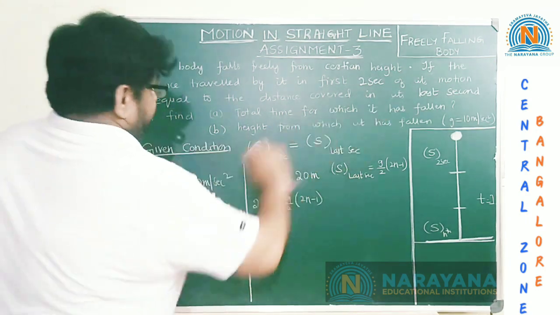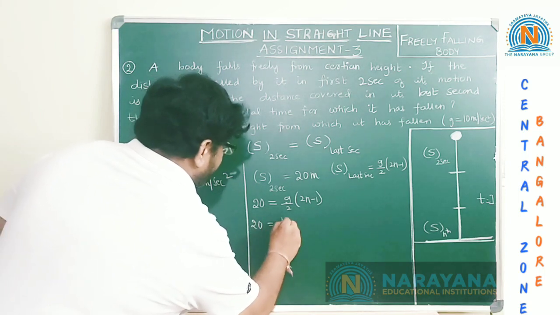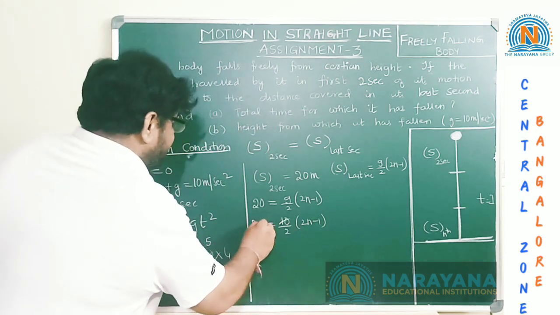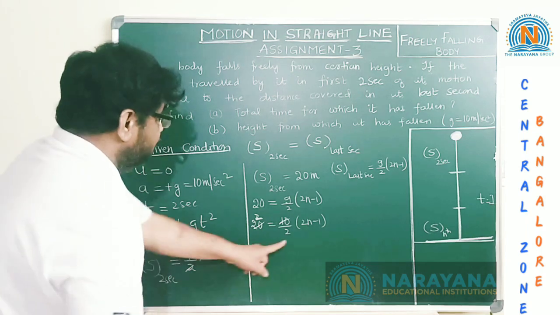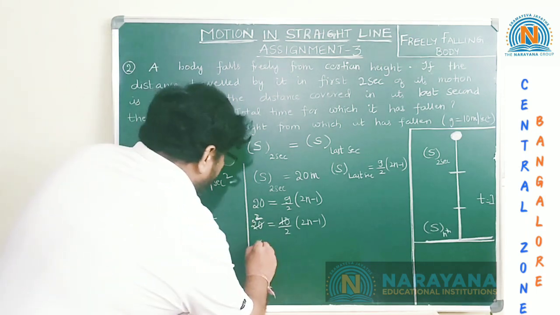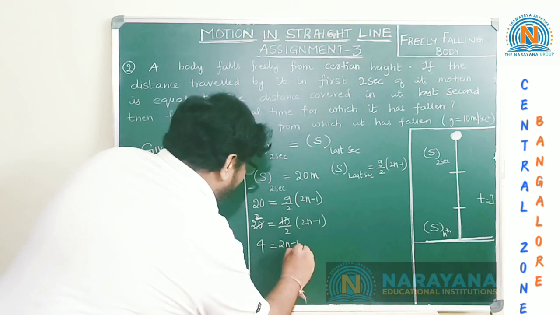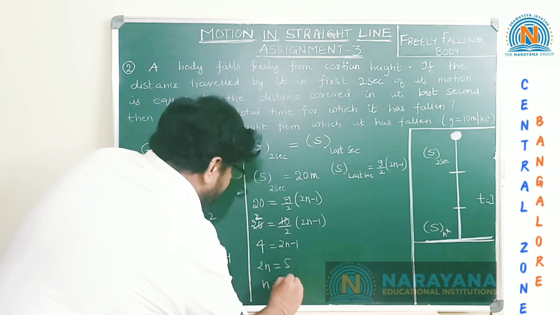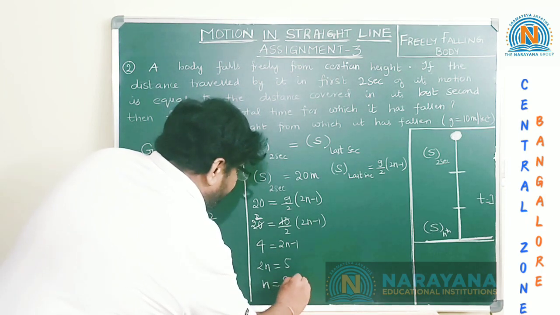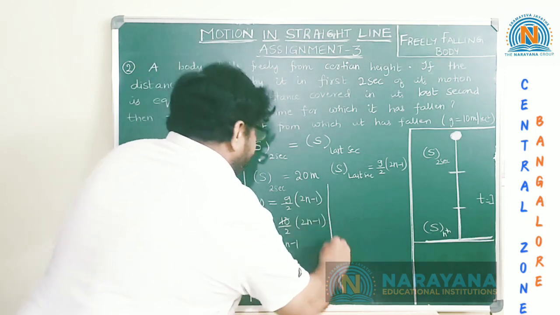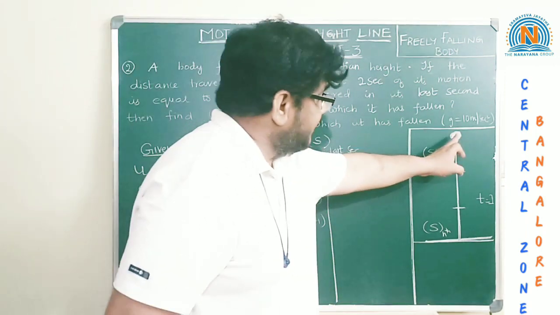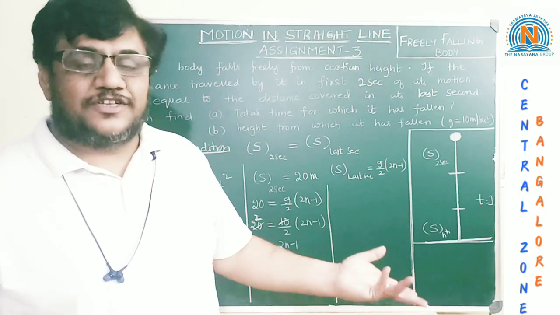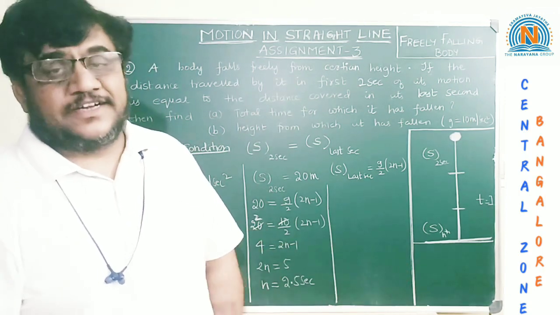What is the value of g? 10. So 20 equal to 10 by 2 into 2n minus 1. 2 times 10 cancels 20, 2 2s are 4. So 4 is equal to 2n minus 1. So 2n is 5. So n is 5 by 2, which is 2.5 seconds. It means the object has taken a time of 2.5 seconds to fall from here to here. Now you know the total time for which the object has fallen.